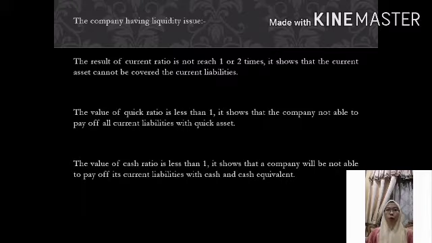For the quick ratio, a quick ratio of 1 indicates that quick assets equal current liabilities, which means the company could pay off its current liabilities with quick assets. Since the quick ratio is less than 1, the company is not able to pay off all current liabilities with quick assets. Besides, a cash ratio above 1 means that the company will be able to pay off its current liabilities with cash and cash equivalents and have funds left over. Since the cash ratio is less than 1, the company will not be able to pay off its current liabilities with cash and cash equivalents.